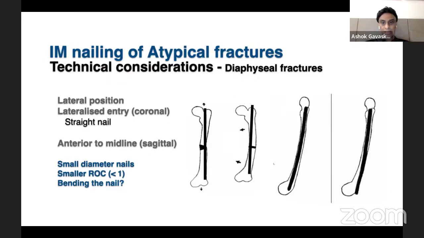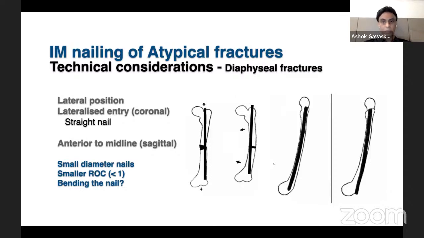So what this does is, if you can see the right side image, if you have a straight nail going through a piriformis entry, you create a kind of a straight bone causing an opening of the medial cortex, and you can also have perforations laterally or impingements. But if you use a straight nail from a lateralized entry point, your nail hugs the medial cortex, doesn't create a malalignment, and your fracture can get a great reduction. Similarly, on the sagittal plane, if your entry is more anterior, then your nail hugs the posterior cortex, or else you are at risk for anterior perforation.